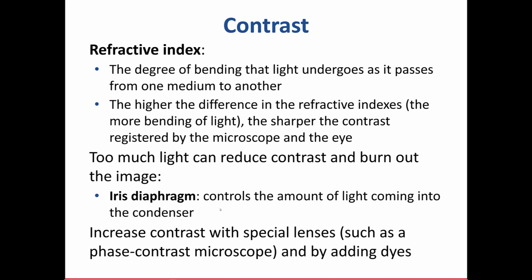So the iris diaphragm controls the amount of light coming into the condenser, so that we can cut down on the amount of light energy if we want to increase the contrast. We won't have to adjust it much, but sometimes it gets moved around, and that's what it does.